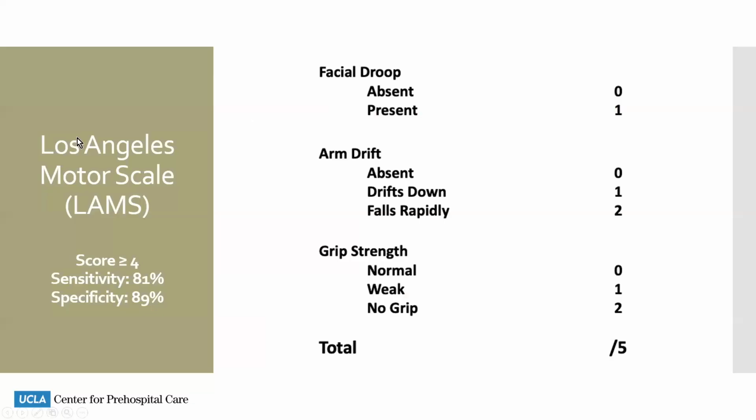Okay, so the LA Motor Scale, the LAMS score, which is what we use in LA County, takes the Cincinnati Pre-Hospital Scale and assigns it an actual value. So look at how sensitive it is: 8 out of 10 times, it's very sensitive. Is it specific to a stroke? Well, 9 out of 10 times it is. So 9 out of 10 patients, it's going to be very specific that the patient has a stroke. Okay.